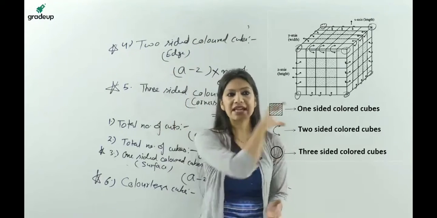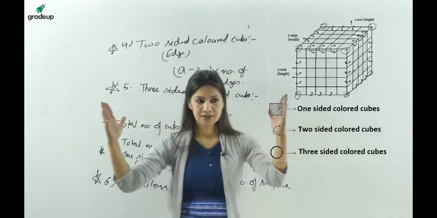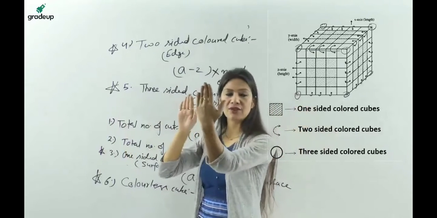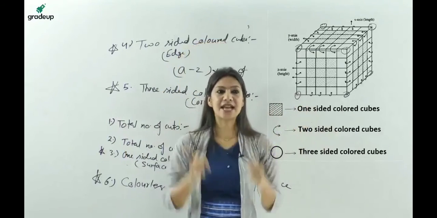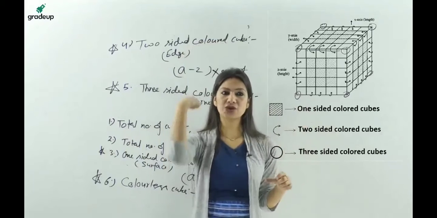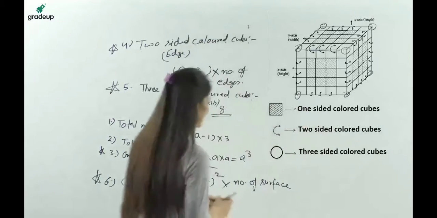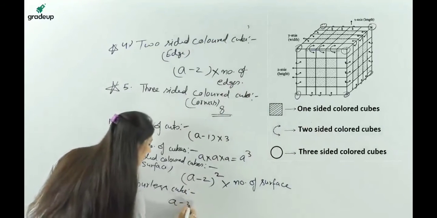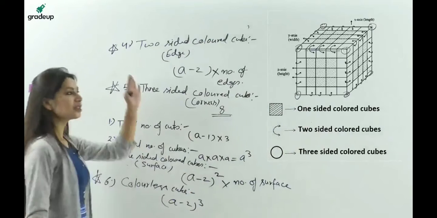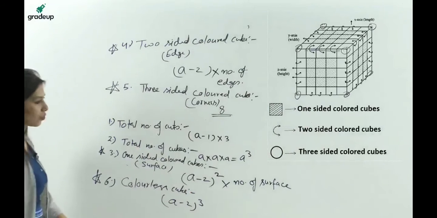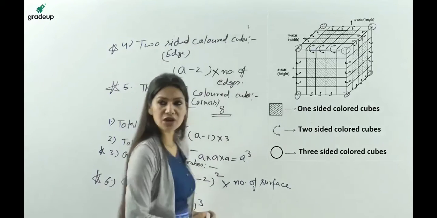So I am having A minus 2 in x, A minus 2 in y, and A minus 2 in z. So A minus 2, A minus 2, A minus 2, that means you can write it like this: it is A minus 2 whole cube. So these are the formulas with the help of which you can solve your question.